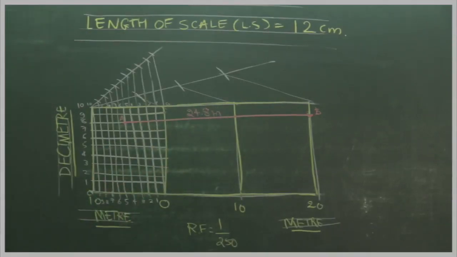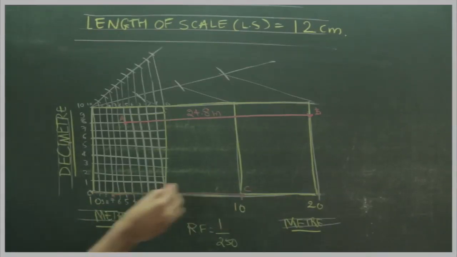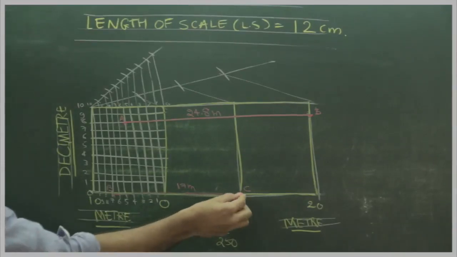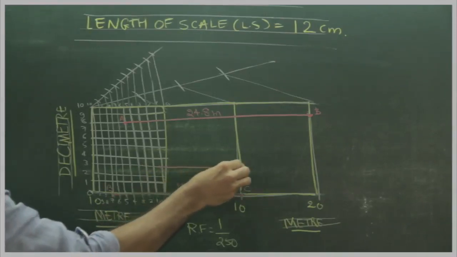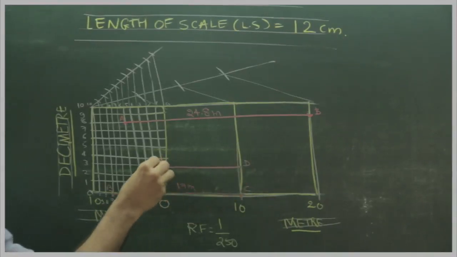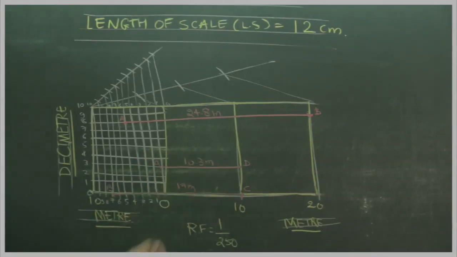Then BC is 17. So from here we take 10, then 1, 2, 3, 4, 5, 6, 7. So now we have BC, which is 17 meter, right? Then we have AD 10.3. So we have 10, then 1, 2, and 3. So we have AD, which is 10.3 meter.